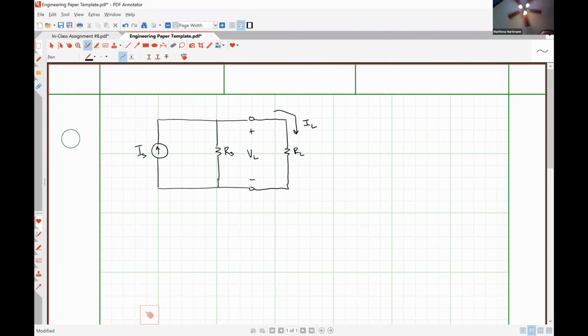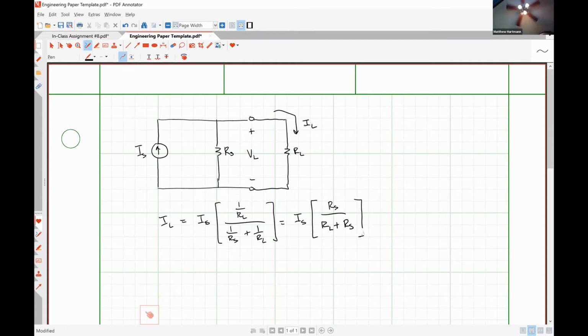All right, so in the general case where RS and RL are not equal, we can find the current IL using current division, where we will have IS multiplied by 1 divided by RL, divided by 1 over RS plus 1 over RL, which algebraically simplifies to IS multiplied by RS over RL plus RS.